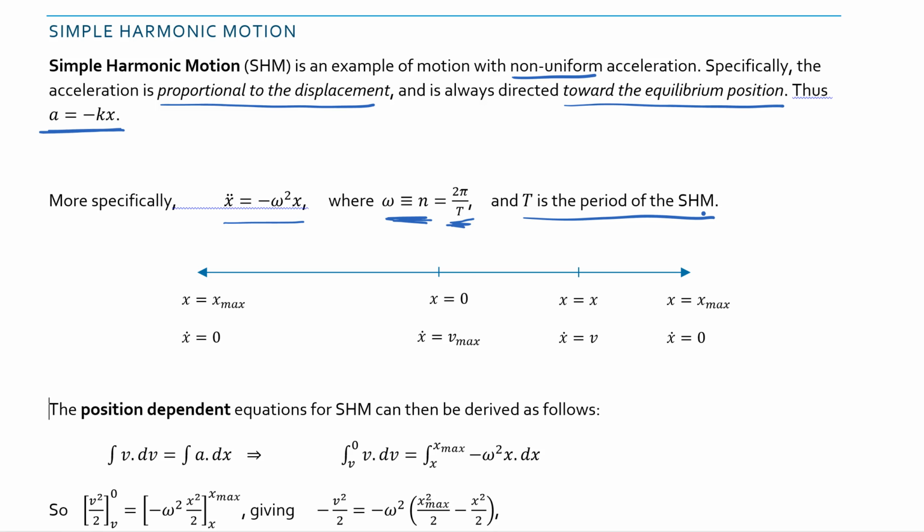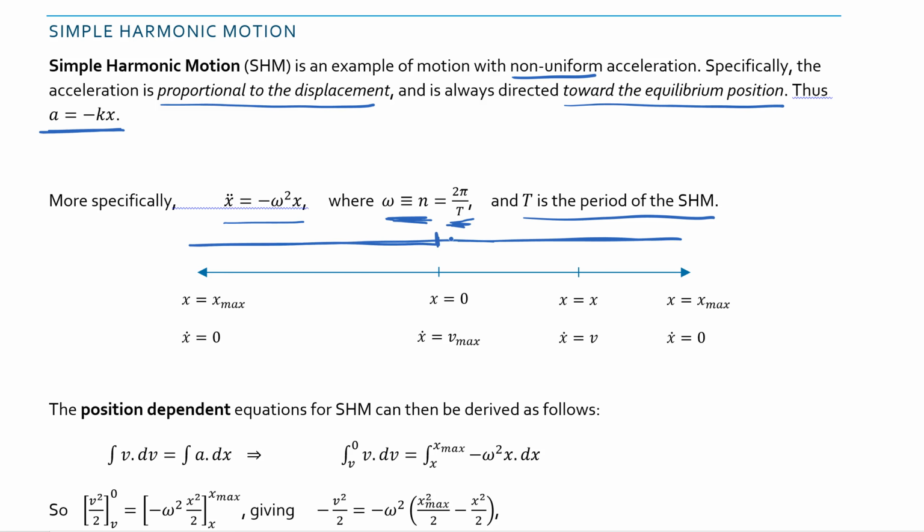So depending on where the particle starts, so let's suppose it starts here in the middle and it's heading to the right, one complete oscillation would be out to the extreme, back through the equilibrium position, out to the other extreme, and back to the equilibrium position.